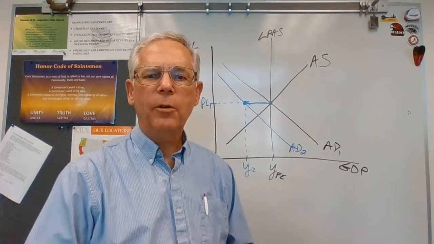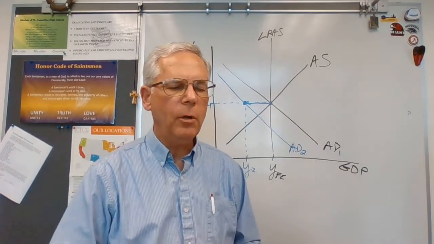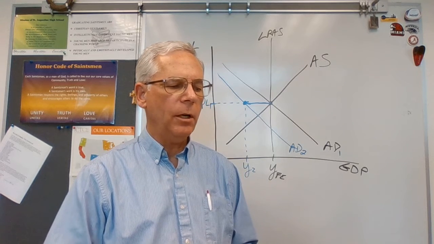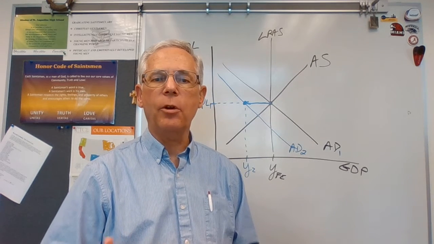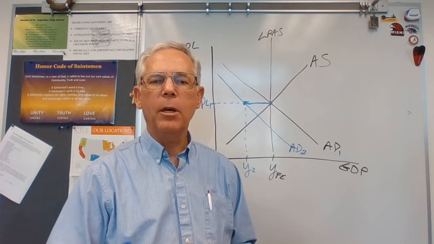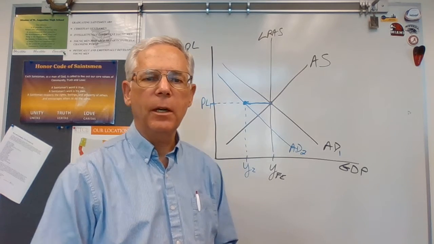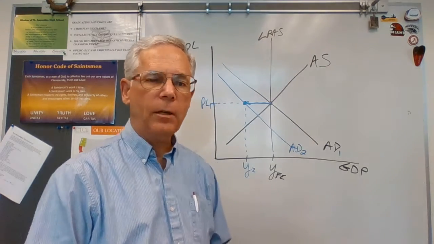Hello, this is video number 6 for chapter 32. It's going to be on changes in the AS curve, aggregate supply curve, but I want to pick up where I left off in the last video for a minute and talk a little bit more about the ratchet effect.